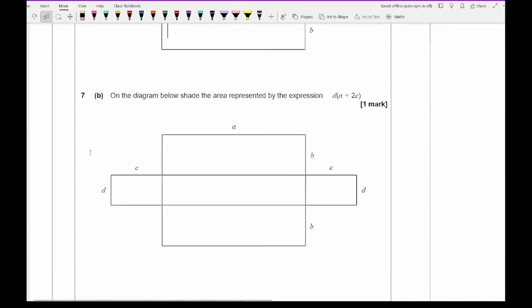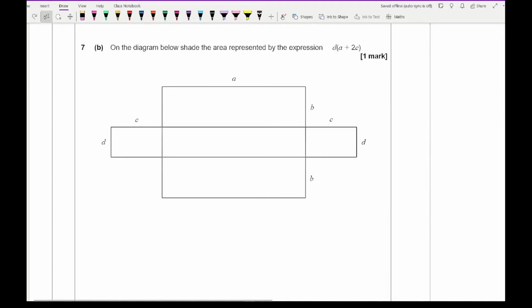For question 7b it says on the diagram below, shade the area represented by the expression of D and then multiply by A plus 2C. So for this what I think I would do is to expand the brackets just so you've got more of an understanding, and then we then want to shade these areas.